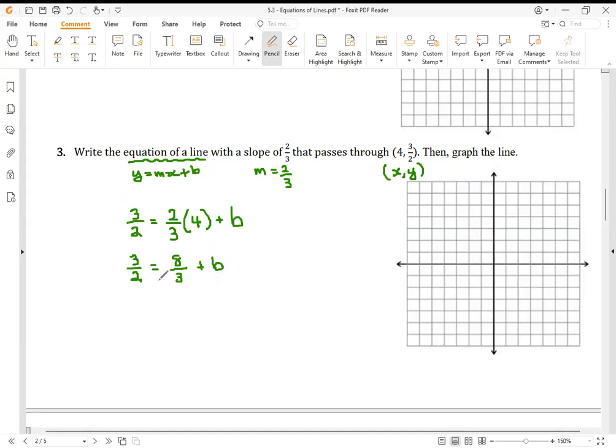Same as always, I am getting rid of this. This happens to be a positive fraction, so I'm going to subtract that fraction on both sides. The left side is now 3/2 minus 8/3. And so, how do we subtract fractions?